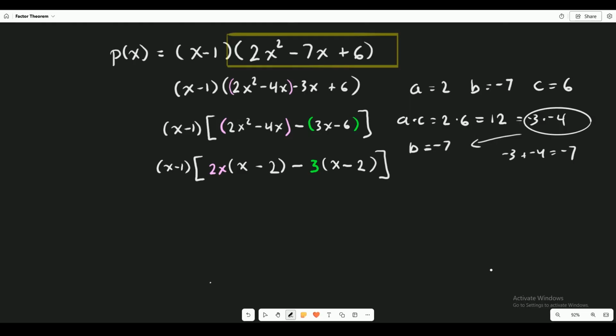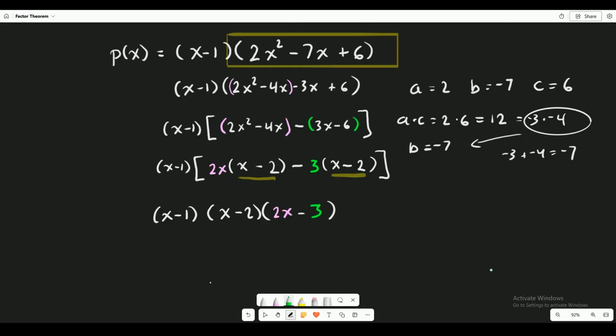Now, what I notice is that they share an x minus 2. You see that? This is factoring by grouping. So I'm going to take x minus 1 right here, my original one. And I notice that this whole polynomial inside the brackets, they share an x minus 2. So I'm going to now take an x minus 2 and multiply it by whatever's remaining. Watch. 2x minus 3.